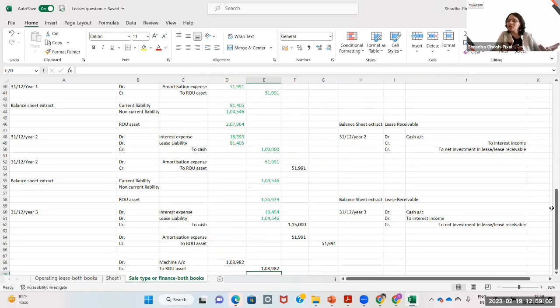Understand, guys, this might change. There may be a guaranteed value by the lessee. In this example, it was a bargain purchase option. So towards the end, whatever is the balance lying in the ROU asset, you will convert it into machine. Is this clear? Anybody, any questions?